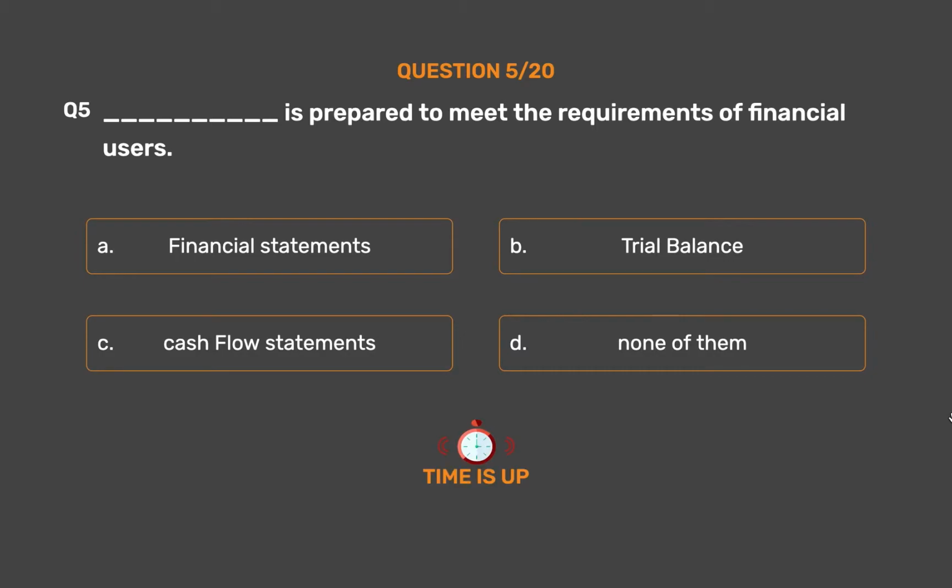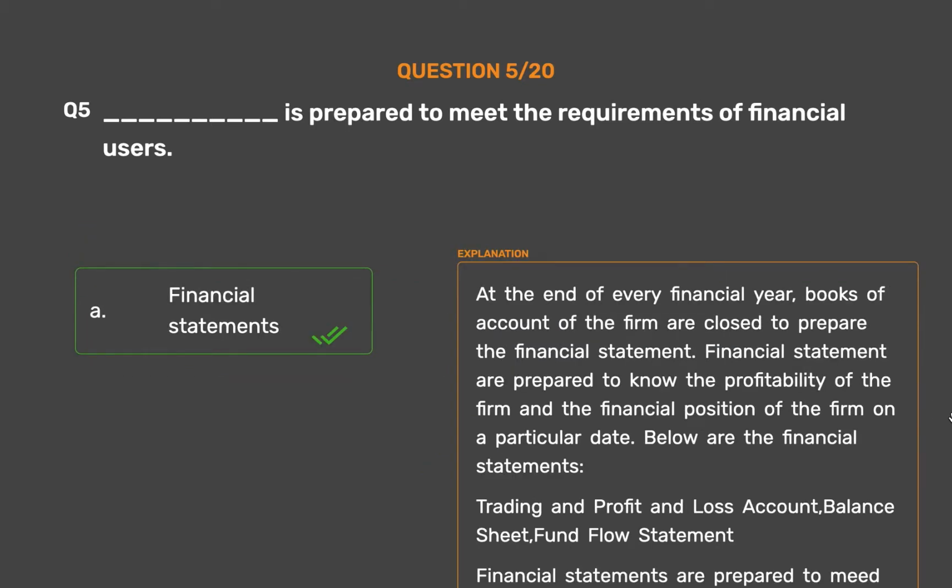The correct answer is Option A. Financial statements. At the end of every financial year, books of account of the firm are closed to prepare the financial statements. Financial statements are prepared to know the profitability of the firm and the financial position of the firm on a particular date. Below are the financial statements: trading and profit and loss account, balance sheet, fund flow statement. Financial statements are prepared to meet the requirements of financial users, which include owners, investors, lenders, creditors, etc.